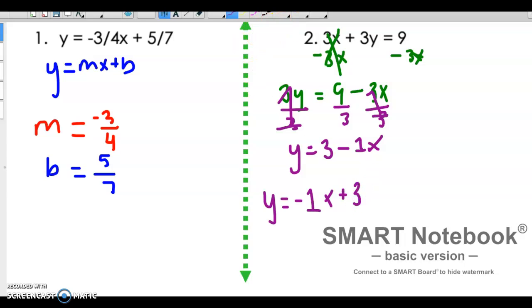So from this equation, the slope, remember, is the coefficient in front of the x, so it's the coefficient of the x term. So our slope is -1. And then the y-intercept is the number that's added or subtracted there by itself, so it's the term that has no variable. So the y-intercept is 3.